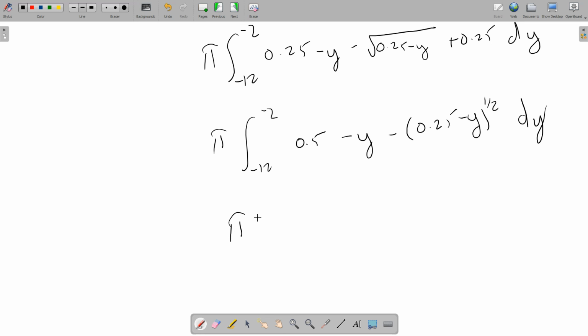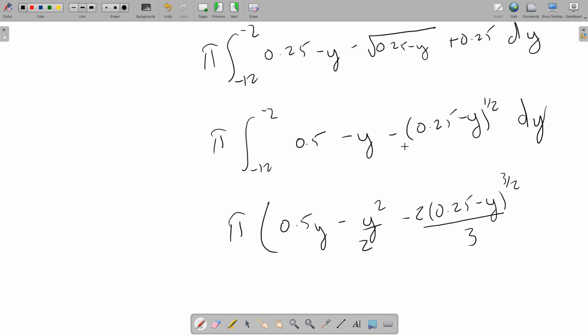All right, so pi, and then this will become 0.5y minus y squared over 2, minus, so this will be 0.25 minus y to the 3 over 2, times 2/3. Because it was negative, that must mean it started off positive. And then when I do my chain rule and take the derivative of my inner function, negative y, I would just end up with -1. So I've got to make sure that it still ends up being negative. And then it's from -12 to -2.